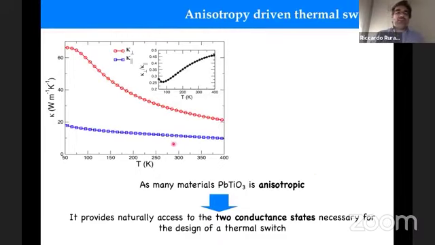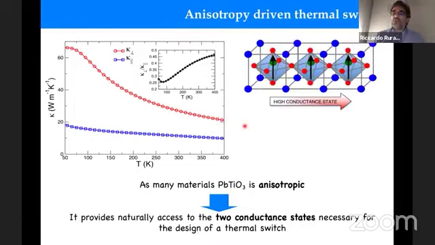This is the thermal conductivity as a function of temperature of lead titanate, of the ground state. If you remember, the lattice is anisotropic, and so we expect to have two independent components. One is parallel to the polarization, and two degenerate components are perpendicular to the polarization. The one parallel to the polarization is the blue curve, and the other is the red curve.